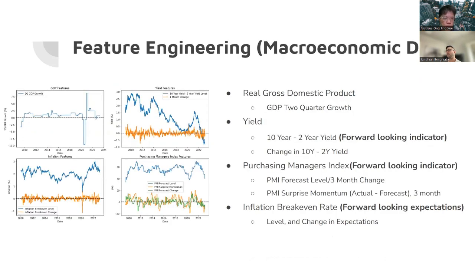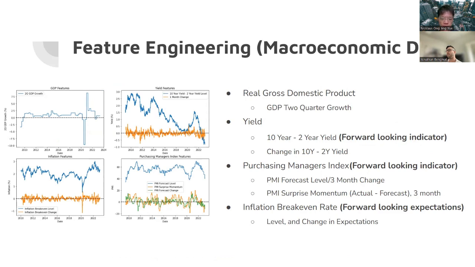So this is an example of feature engineering for macroeconomic data. We use the GDP 2-quarter growth. For yield, we took the 10-year yield minus the 2-year yield, which is a forward-looking indicator. We also have another feature engineered, which is the change in the 10-year minus 2-year yield.